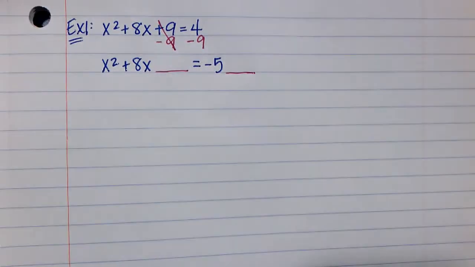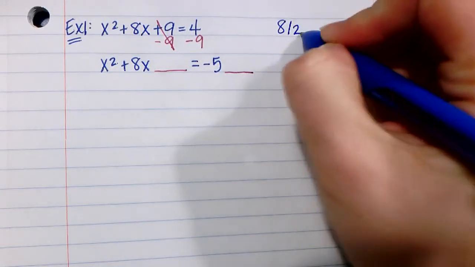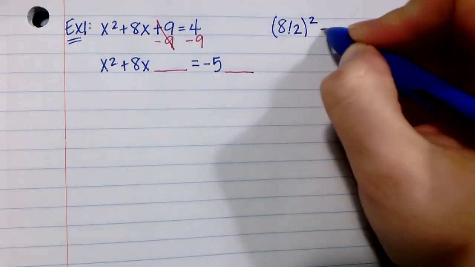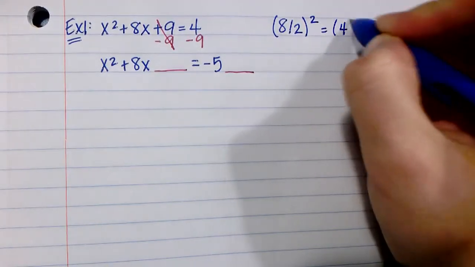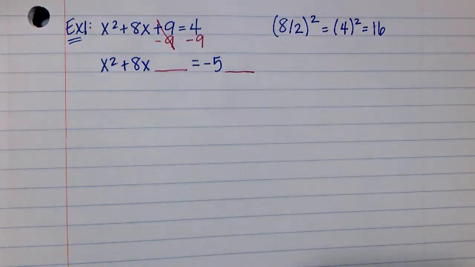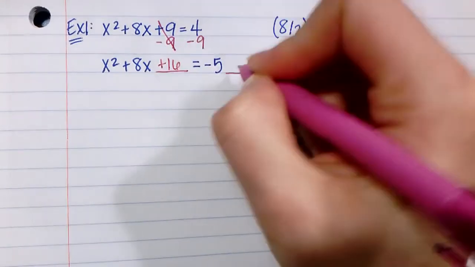From here, we take our b term, divide it by 2, and square it. So we would have 8 divided by 2, square it. 8 divided by 2 is 4, and 4 squared is 16. So we're going to add 16 in both of these blanks.